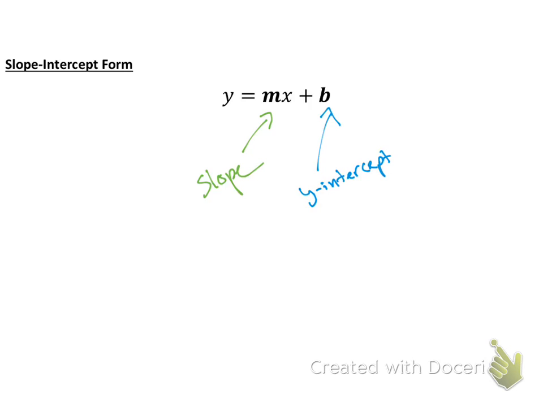So if it's in this form, you can just look at it and say whatever number has that x on it, where the m is supposed to be, that's your slope. Whatever is plus b, or minus whatever it might be, at the end that doesn't have an x is your y-intercept, all right? So how do we get equations into that form?